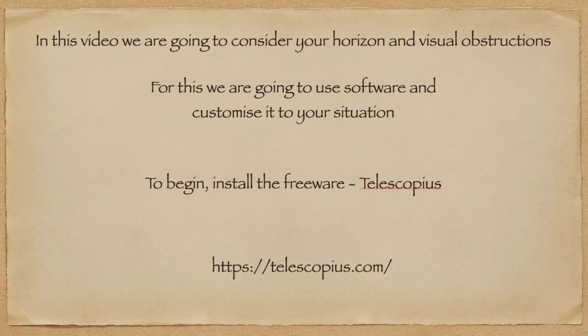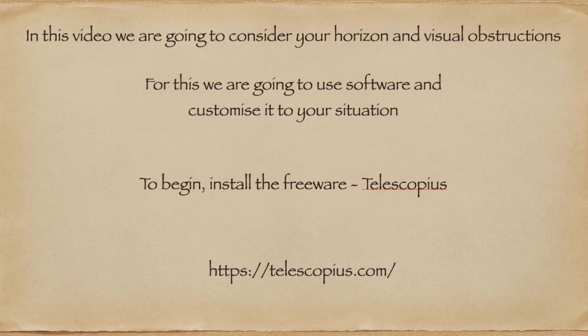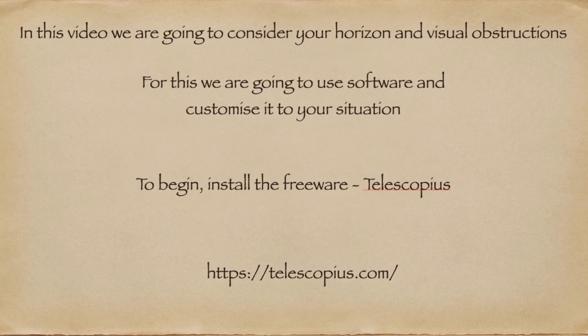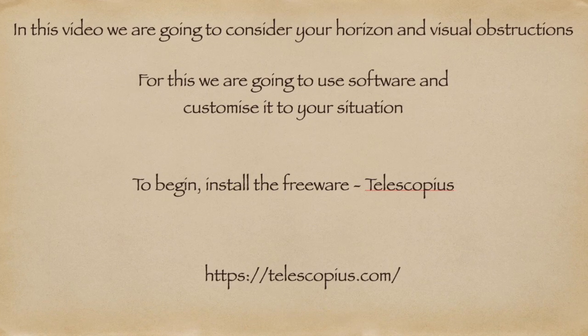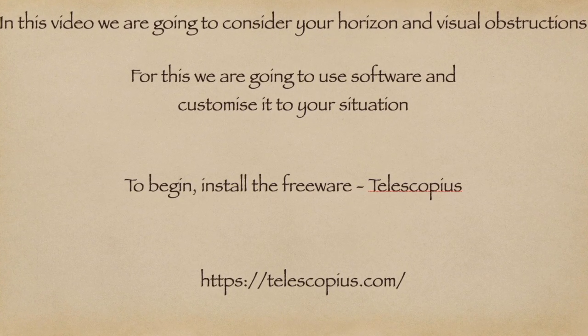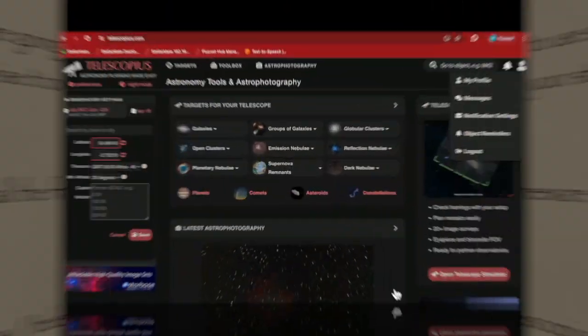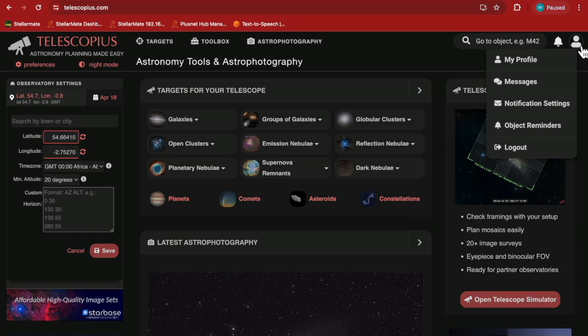In this video we're going to consider your horizon and visual obstructions. For this we're going to use software and customize it to your situation. To begin, install the freeware Telescopius. You'll find a link by pressing the More button. You can either use the online site or download the app.